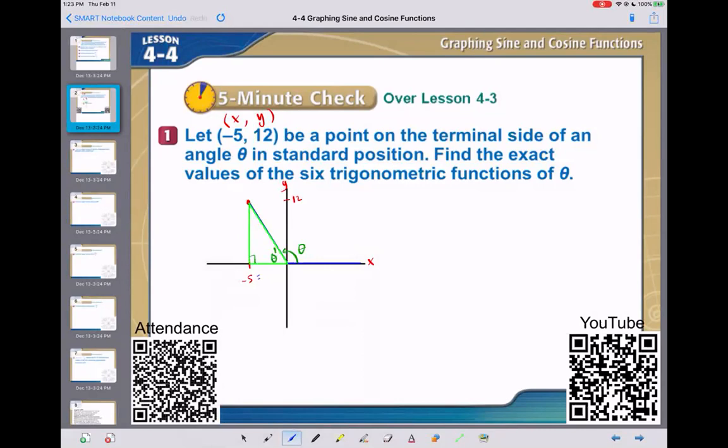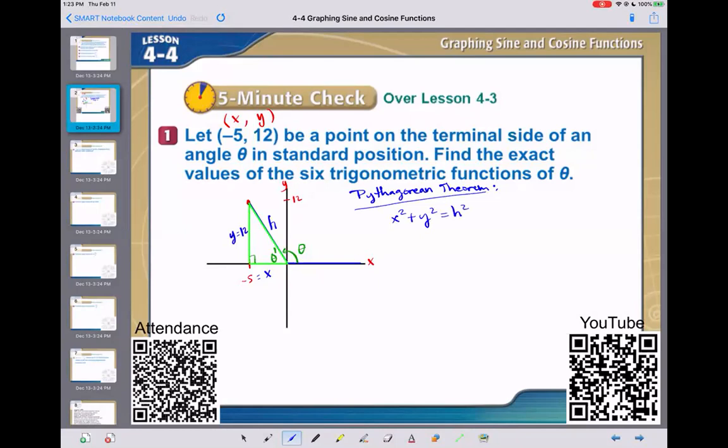So I'm going to say my -5 is my x-axis value. My y value is 12. Hypotenuse goes there. We don't know what that is, other than by rule, hypotenuses are always positive. We can solve using the Pythagorean Theorem. And for that, I use x squared plus y squared equals h squared.